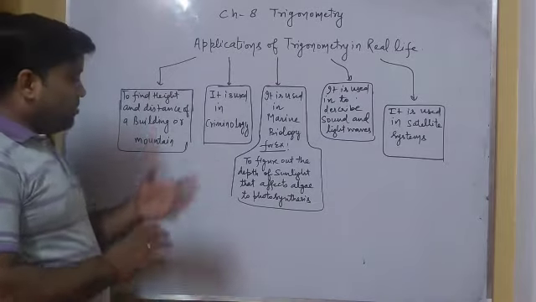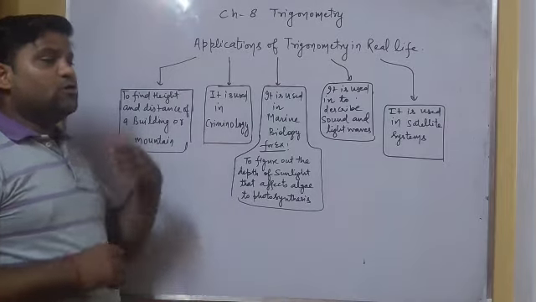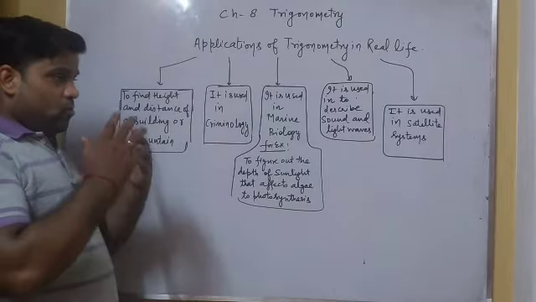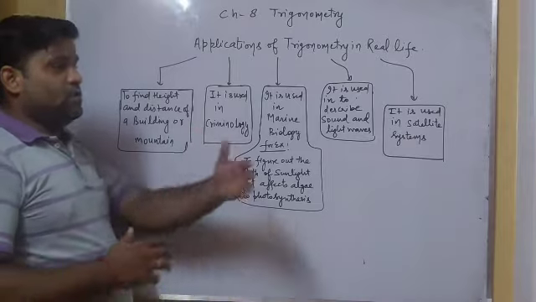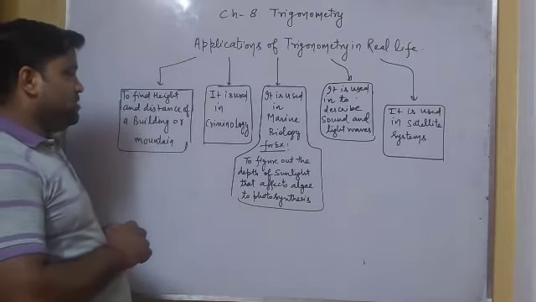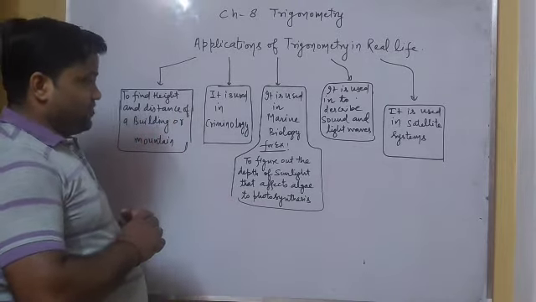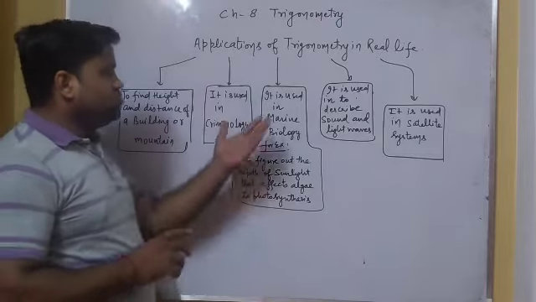It is also used in criminology. It means that when there is a sudden accident or a collision of a car with a bus or with a truck, the criminologist or forensic science expert uses trigonometric applications to find the cause of it. It is also used in marine biology.